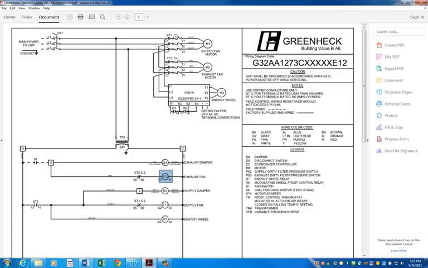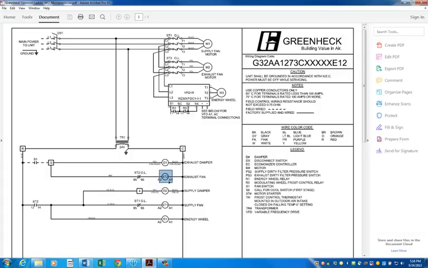Energizes the D1, see it over here, which is the exhaust damper, and ST2, which is the exhaust fan. And now you can see normally overloads are represented on the right. This company, Greenheck, decided to put them on the left, and it's okay, they function exactly the same way.